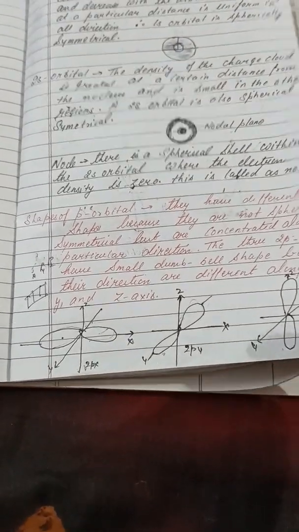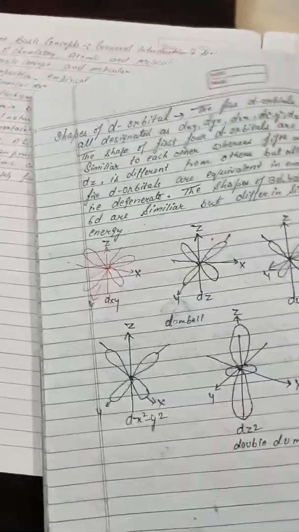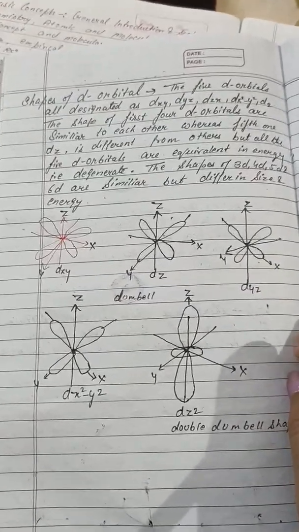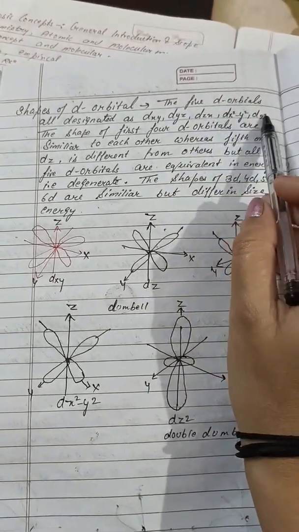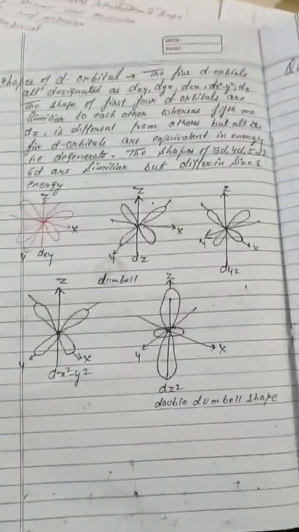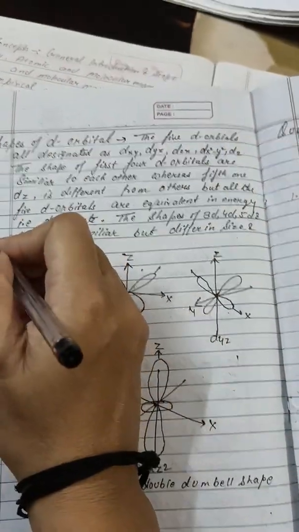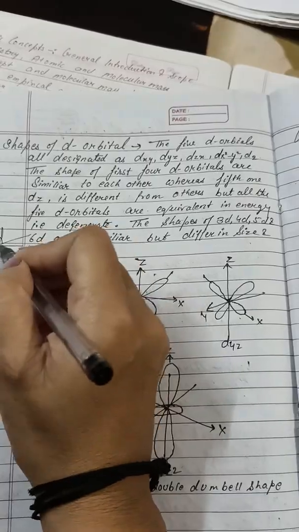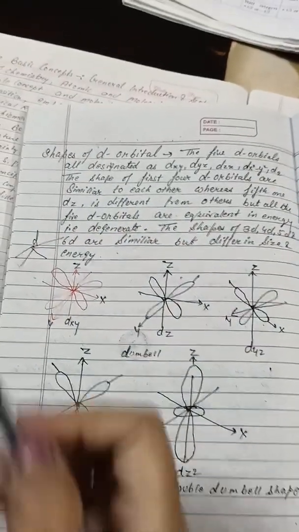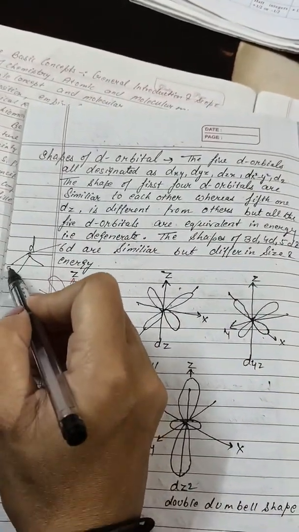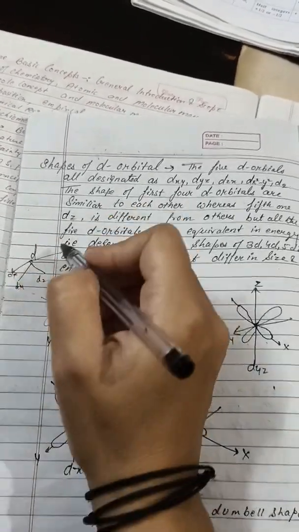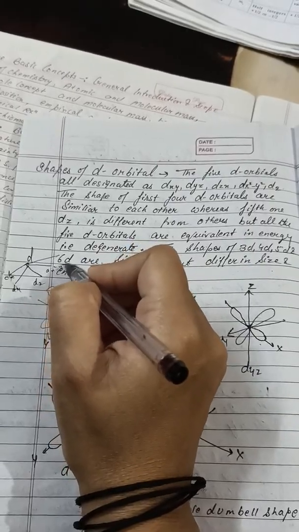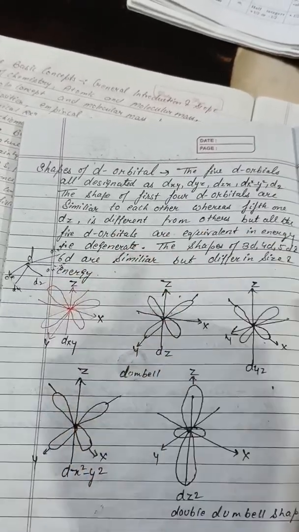Okay. Next is the shapes of the d orbital, which is very important. In this one, the five orbitals are designated as, now the d orbital has 1, 2, 3, 4, 5. We can say dxy, dyz, dzx. Next, dx square minus y square, dz square.